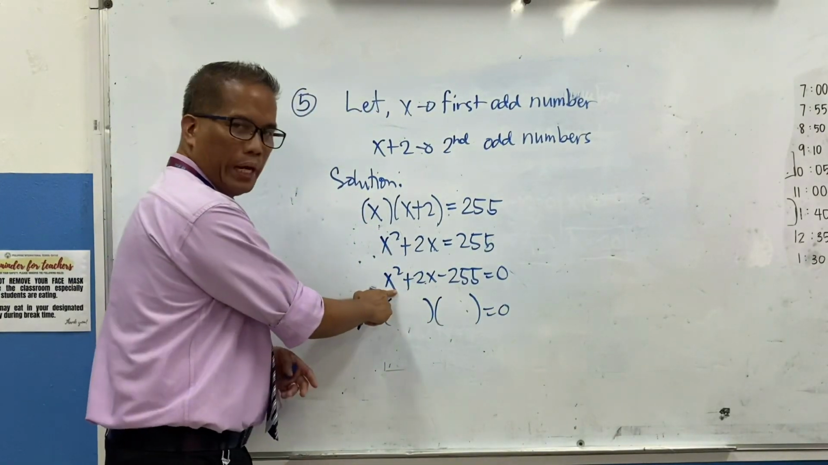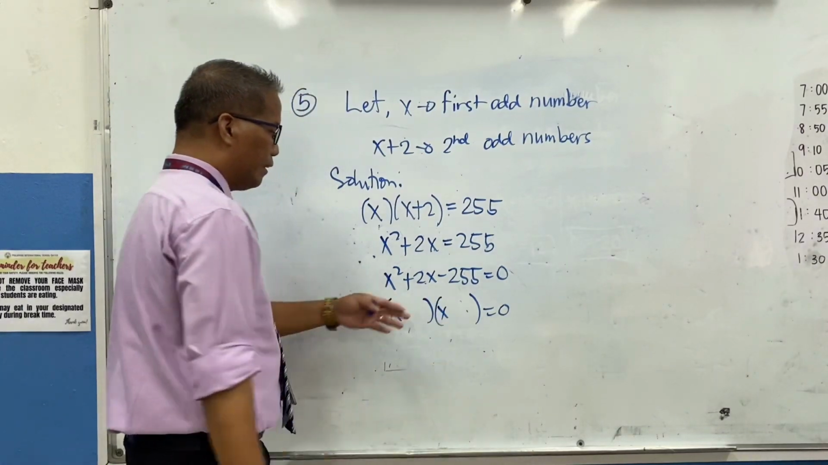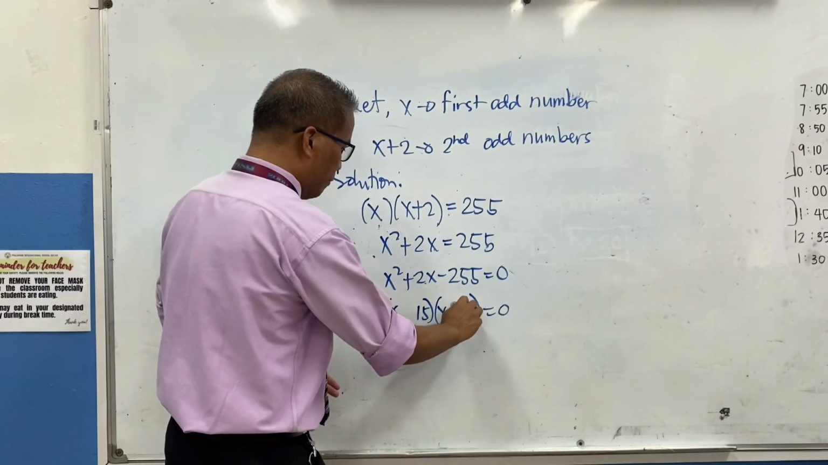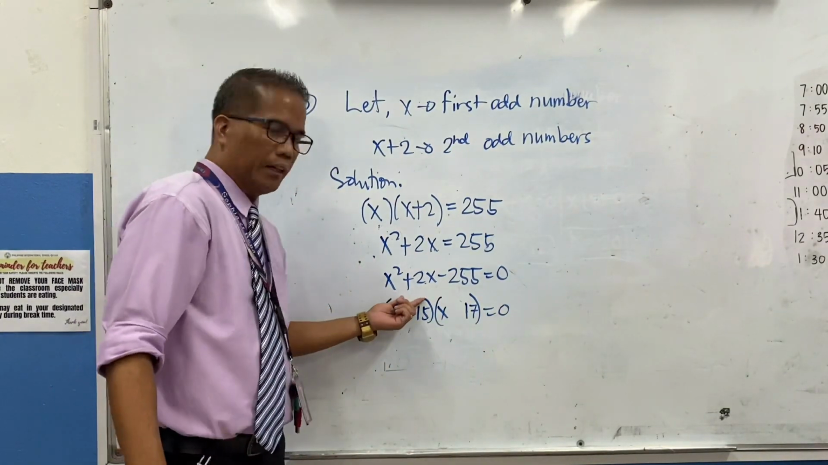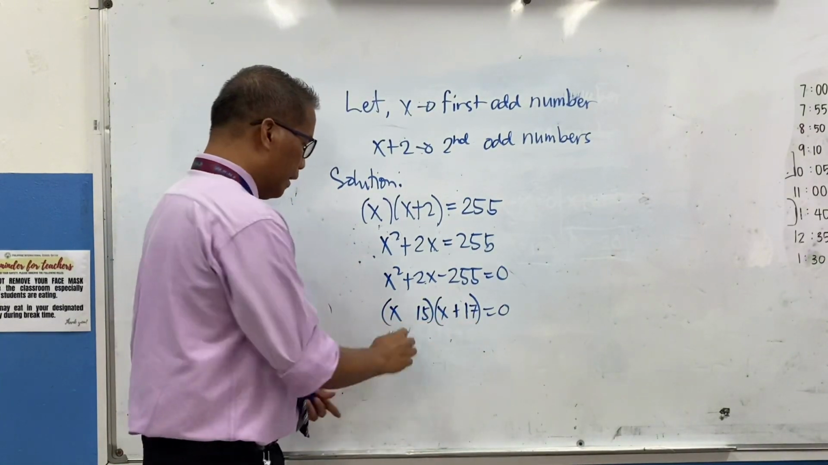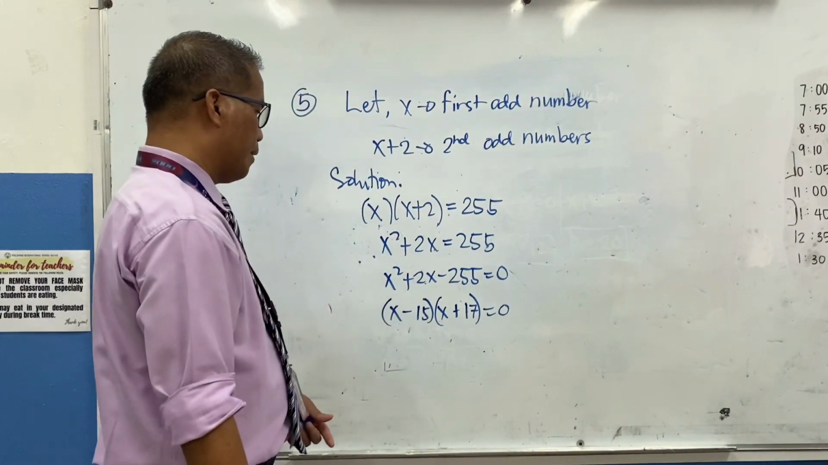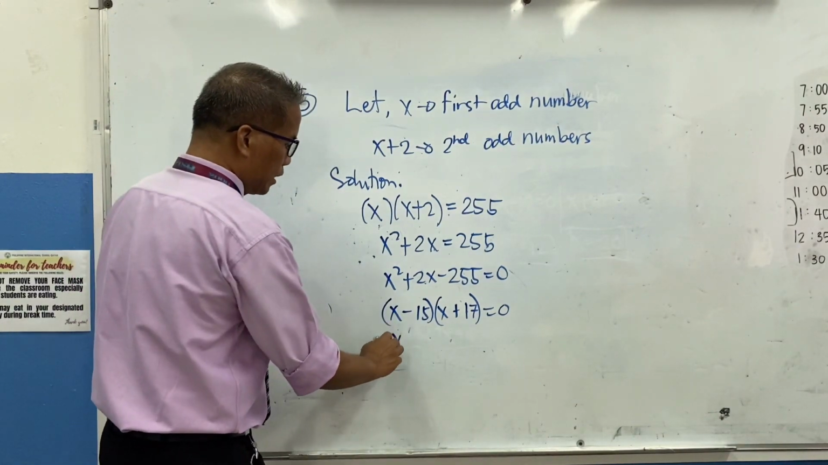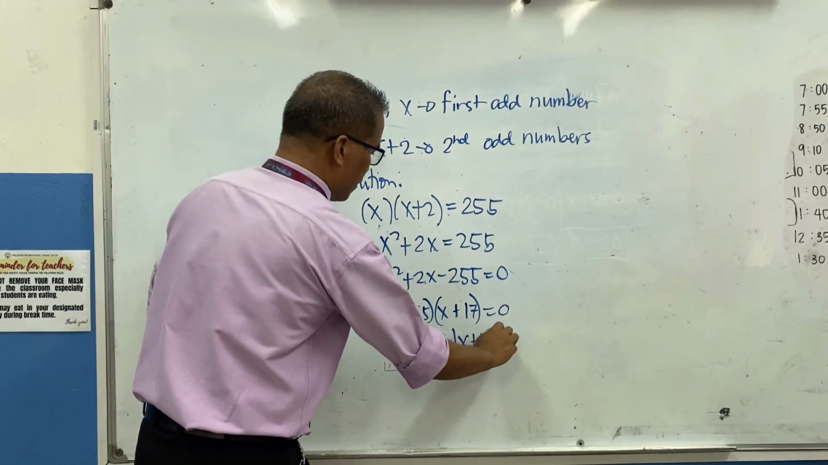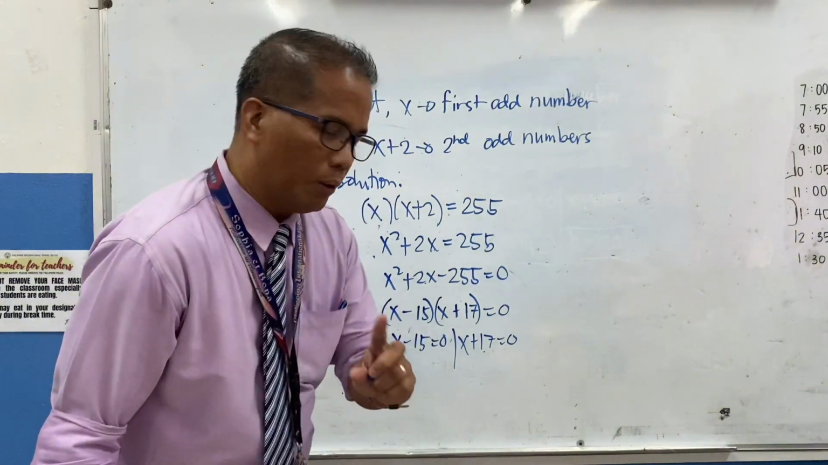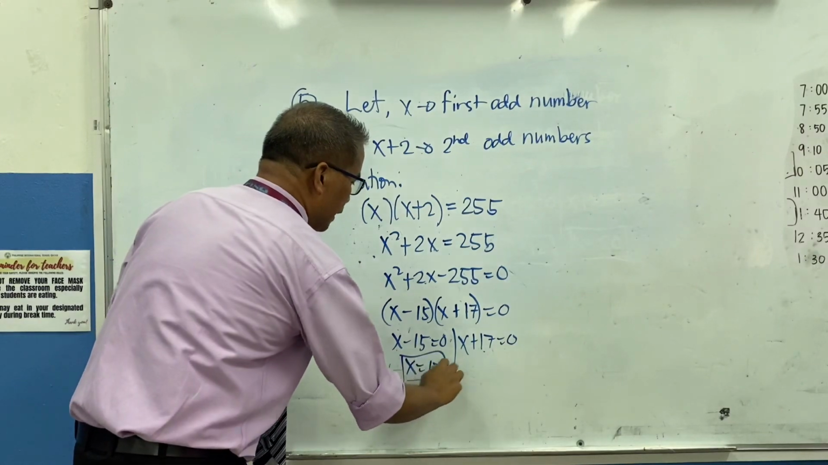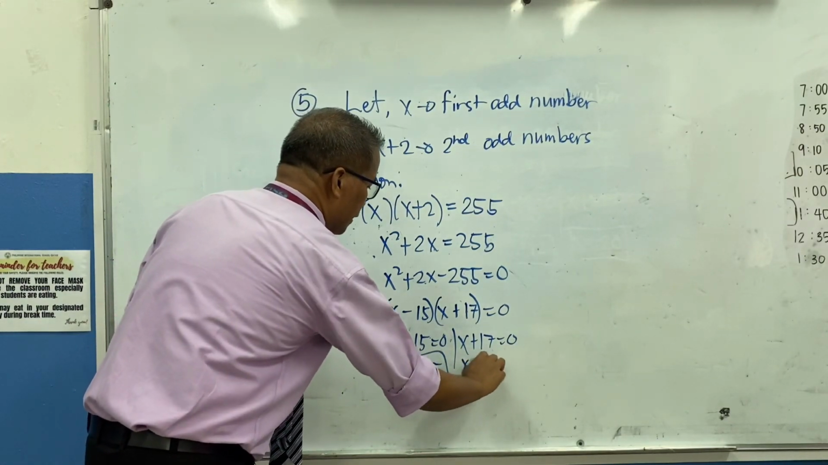Factors of x squared, we have x and x. Then factors of 255 will be 15 and 17. So look at the middle term. The middle term is positive, so we will assign positive here to the bigger factor. Then here will be negative. And then we will equate this to 0. X minus 15 is equal to 0. Then x plus 17 is equal to 0. So we need to transpose negative 15. So x equals 15. Then the other one, x equals negative 17.